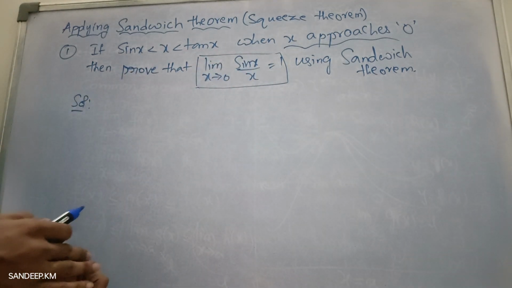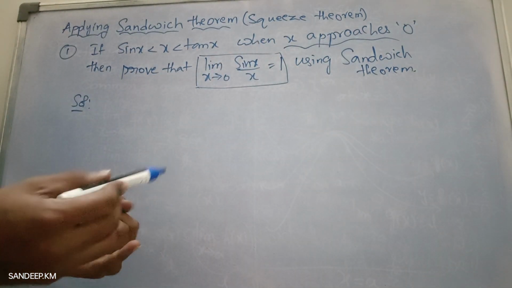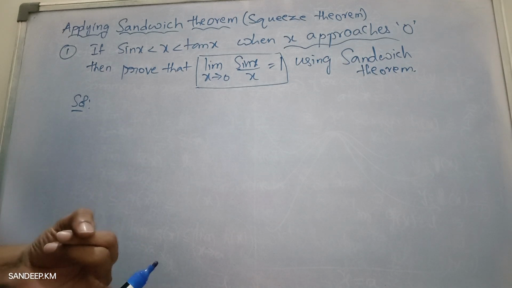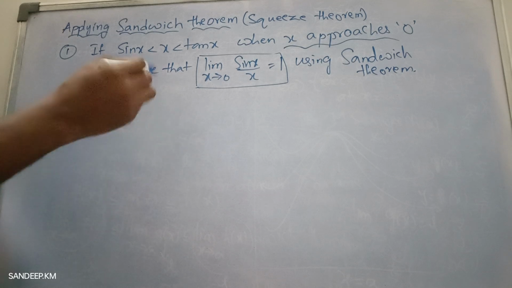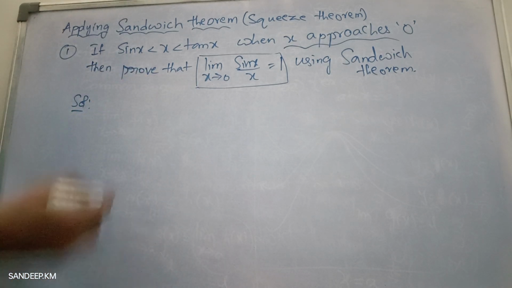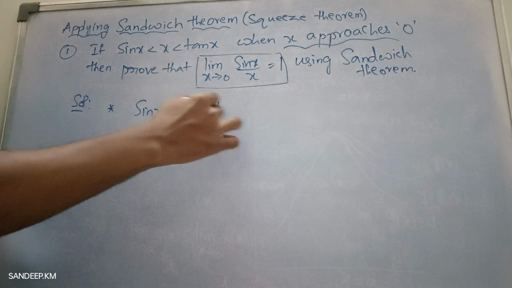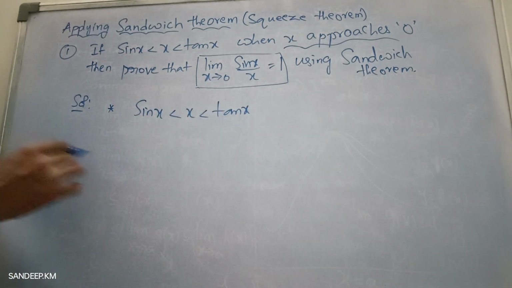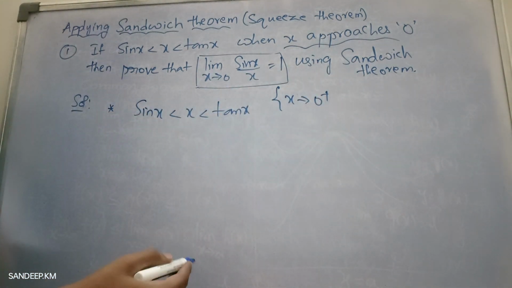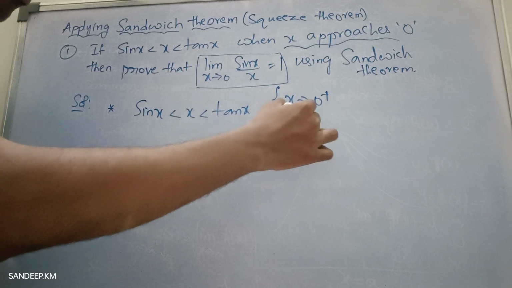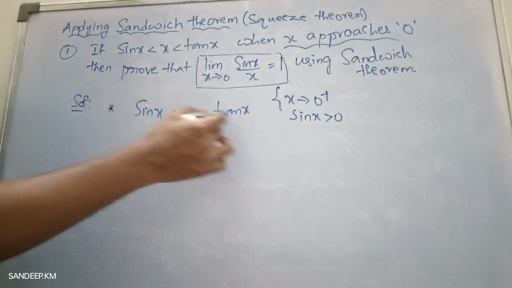See, there are many ways of proving limit x approaches 0, sin x by x is equal to 1. We can prove it using expansions, using L'Hospital's method, and also using the sandwich theorem. There are many ways of proving it, but let us see how to prove it using the sandwich theorem. Now let us take this inequality. It is given that sin x is less than x, which is less than tan x. If x is approaching 0 plus, that means when x is just more than 0, then we know that sin x is positive. Correct or not?